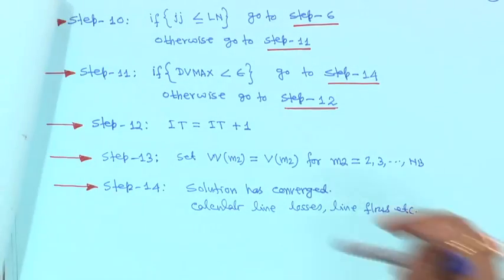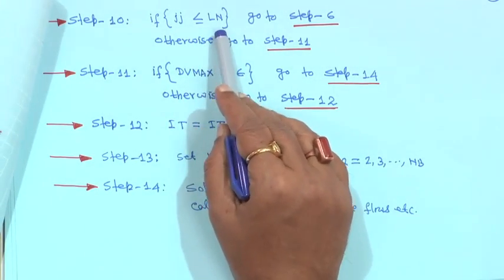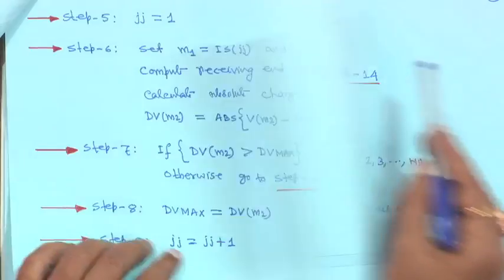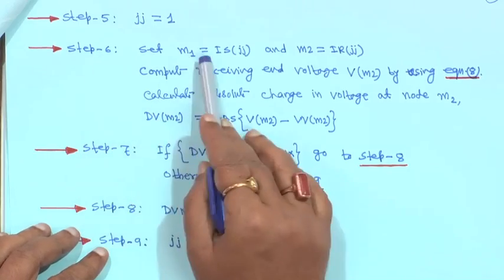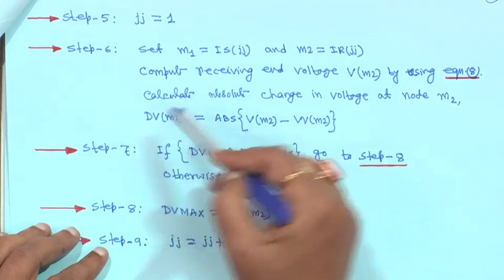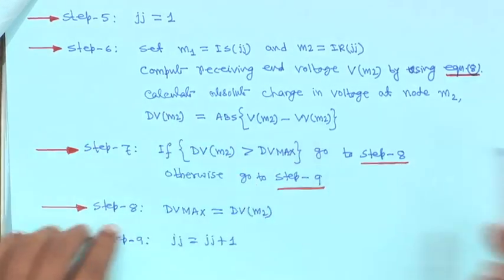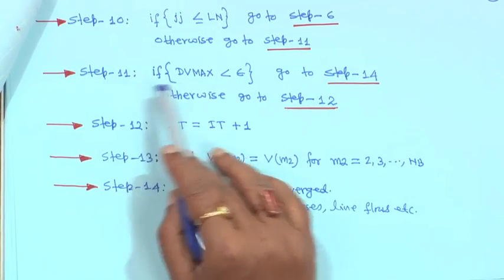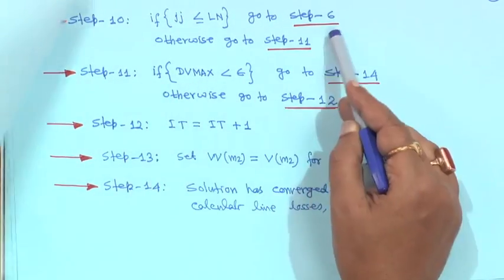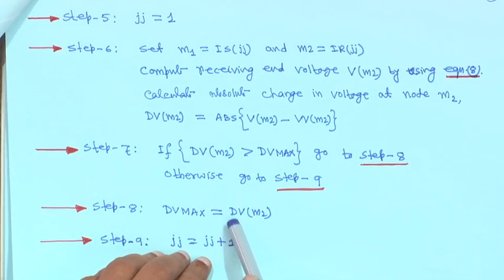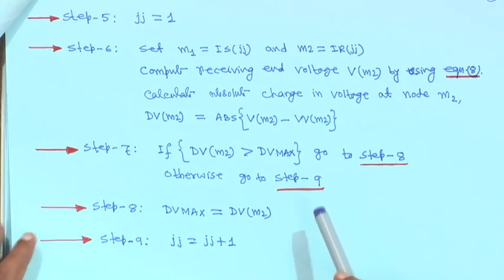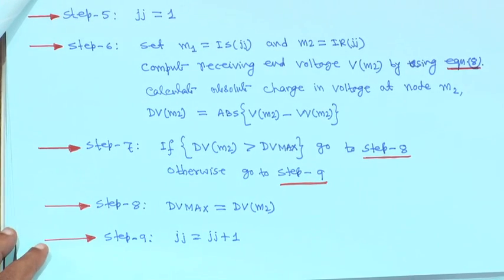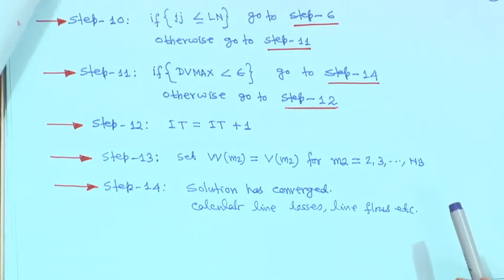Then if jj is less than or equal to ln, the total number of branches, you come back to step 6, because for jj equal to 3 it will be computed again. So go to step 6, otherwise jump to step 11. In step 11, every time it is computing dVmax, same as the Gauss-Seidel method, where you took the max of the voltage difference. So here also we are doing the same thing.